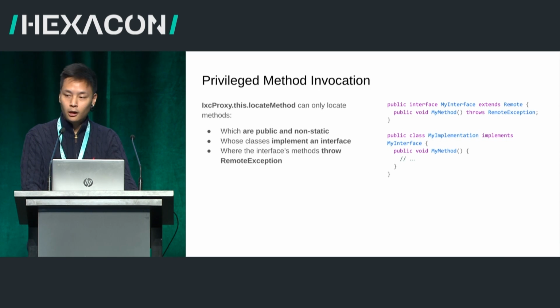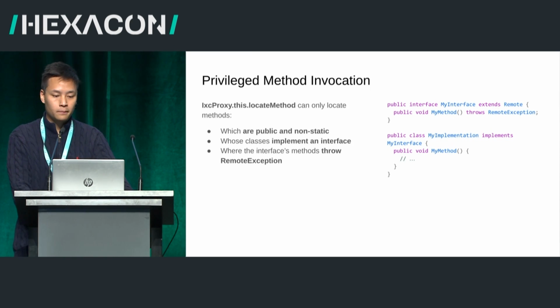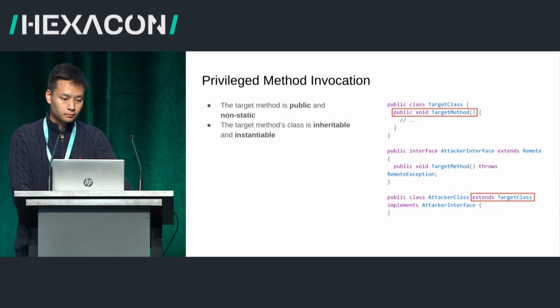On the right-hand side, you can find such an example. We have my interface, which declares my method, and we have my implementation, which implements my method of my interface. How is this useful though? If we just call an untrusted method in the doPrivileged block, we won't be able to gain any privileges. What we need to do is to call a trusted method with it.